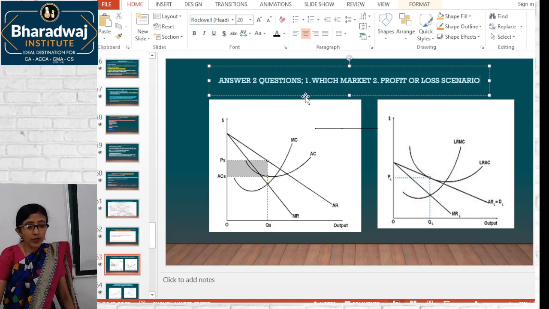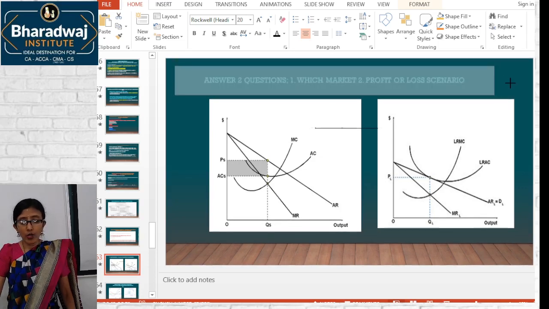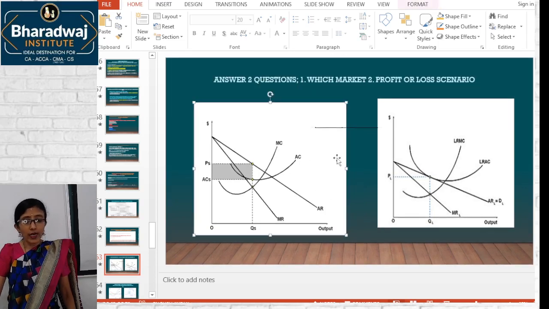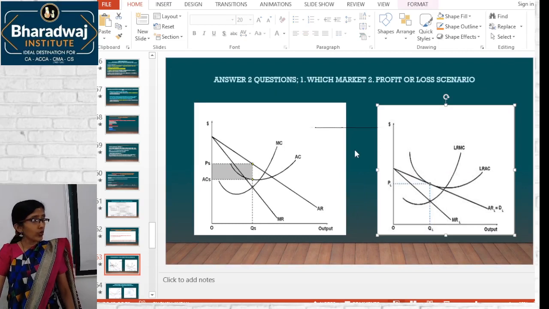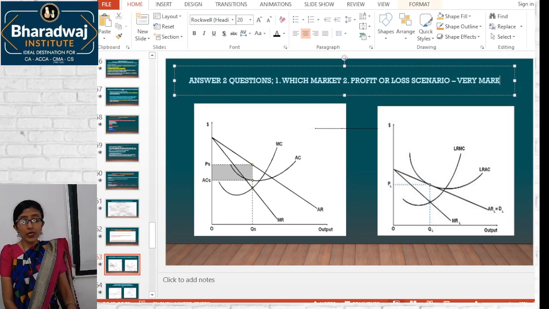So you're going to answer for both the questions. This one, profit and loss scenario, which market and whether it is profit or loss. You're going to answer for both. Identify the market form, identify the market. This is a typical template question, very important. This is what is asked from the equilibrium segment.